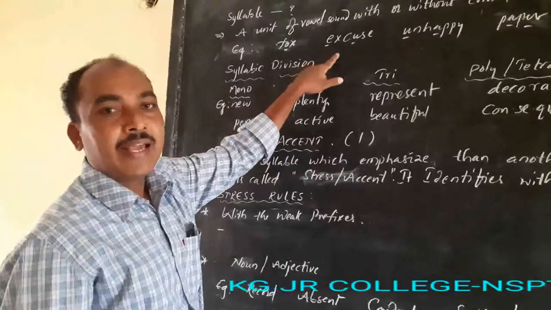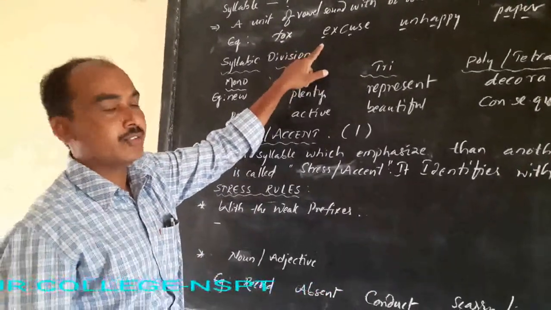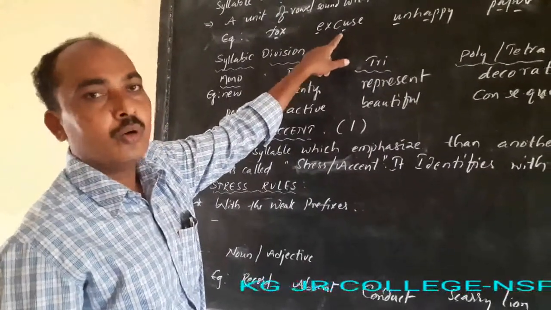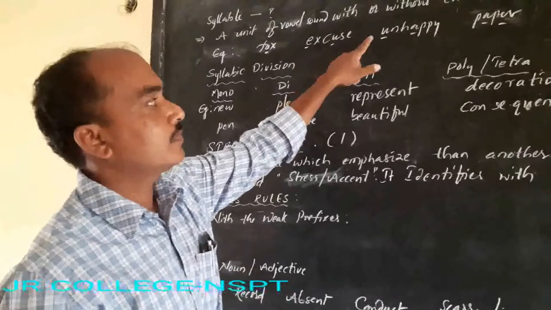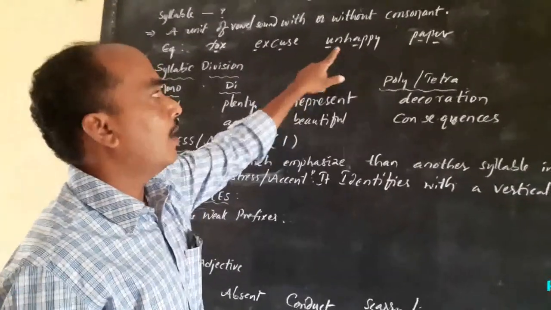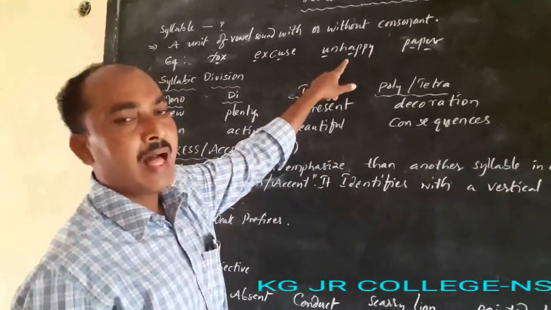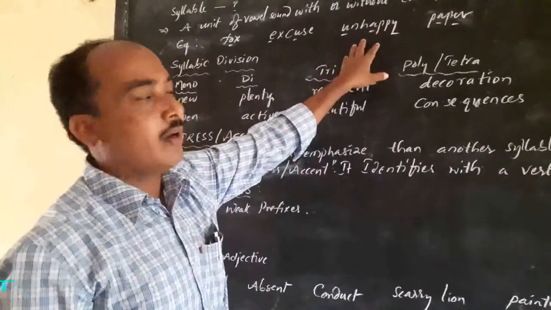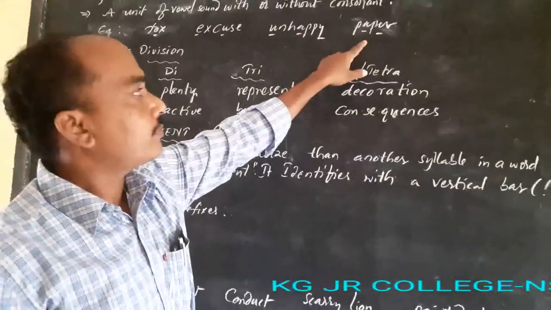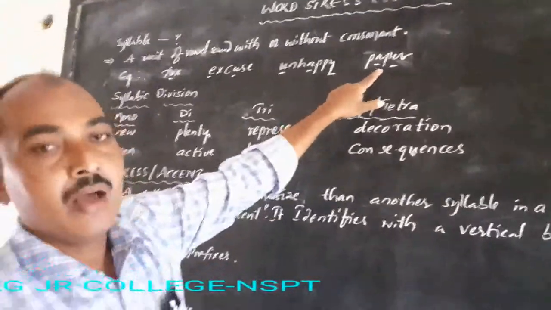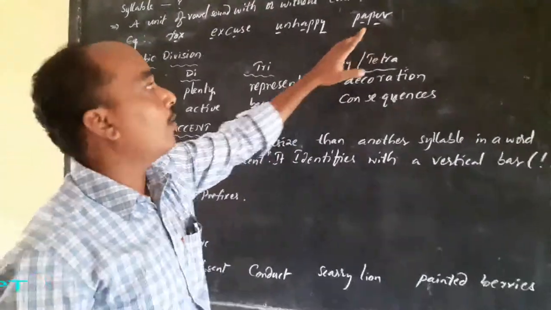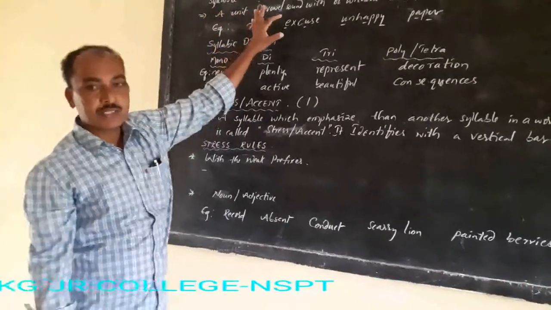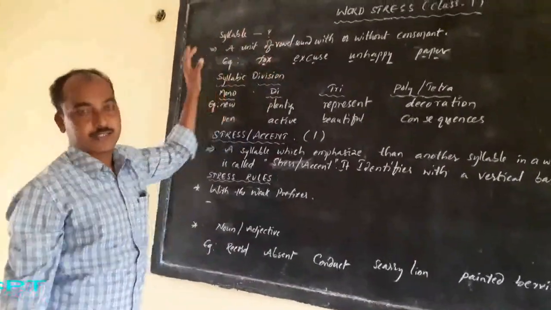As well as, excuse, X, A is the vowel sound. Cuse, U, that is vowel sound. Next, unhappy, un, ha, p, e. Here, three vowel sounds are there. Next one, paper, a, o. Two vowel sounds are there. Now, we come to understand that a syllable is nothing but a unit of vowel sound with or without consonant.